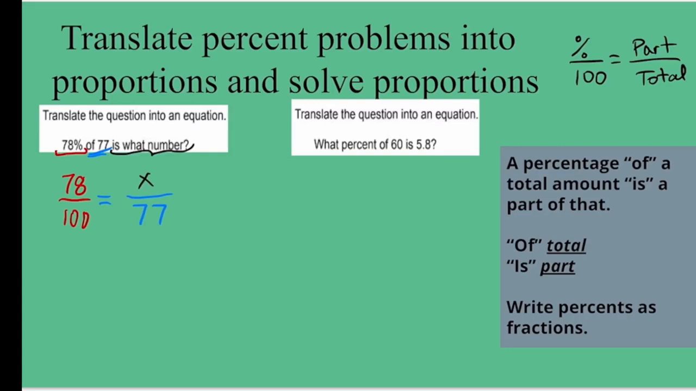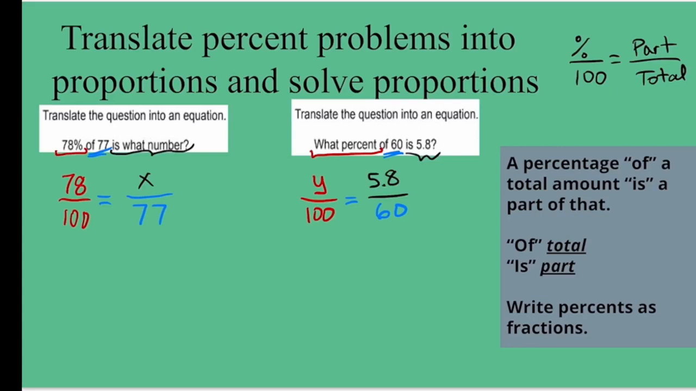For the second problem, what percent? I don't know, so we're going to use a variable. Let's say y. Y over 100. It's of 60. That is my denominator. And it is going to be 5.8. That's going to be my numerator. Part, whole, percent.